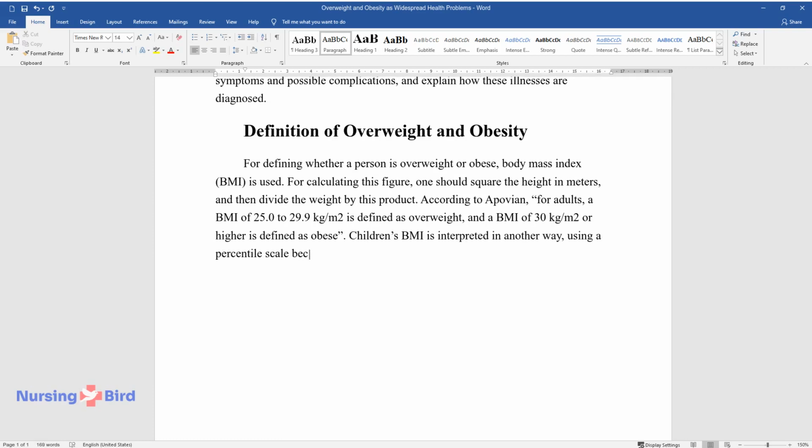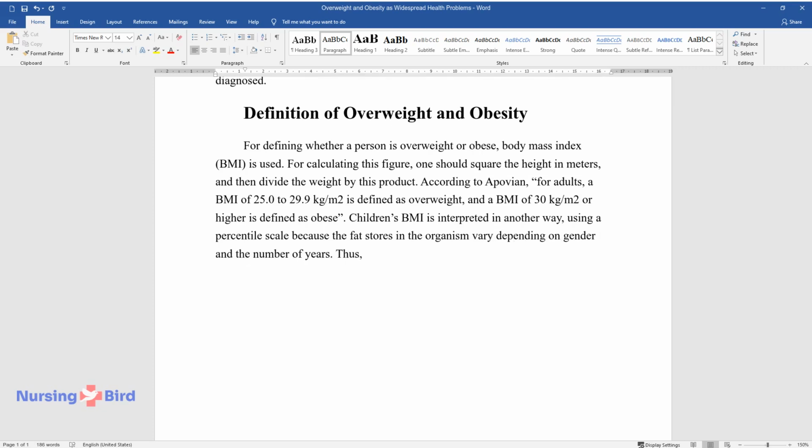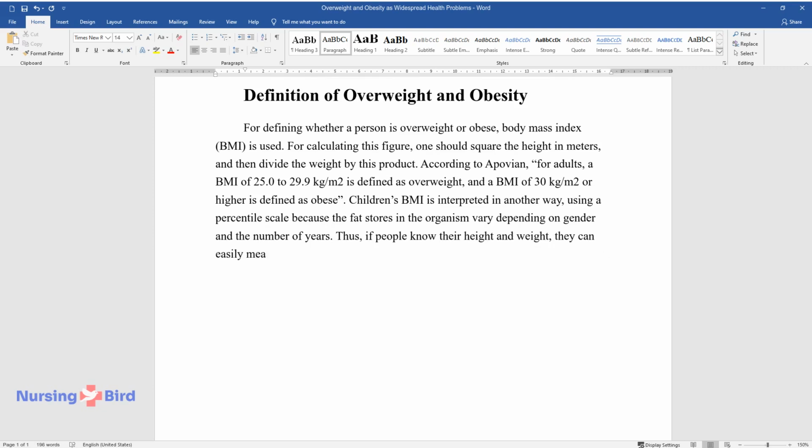Children's BMI is interpreted in another way, using a percentile scale because the fat stores in the organism vary depending on gender and the number of years. Thus, if people know their height and weight, they can easily measure whether they have excess weight.